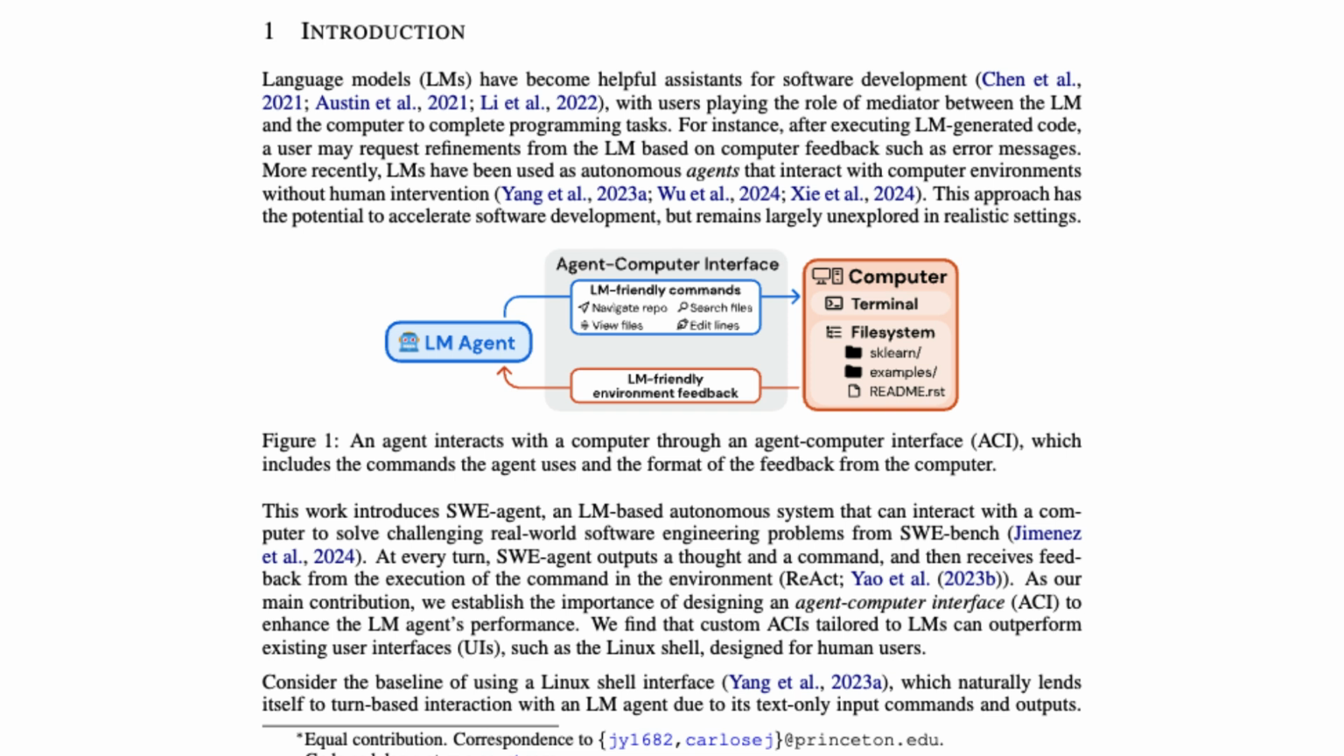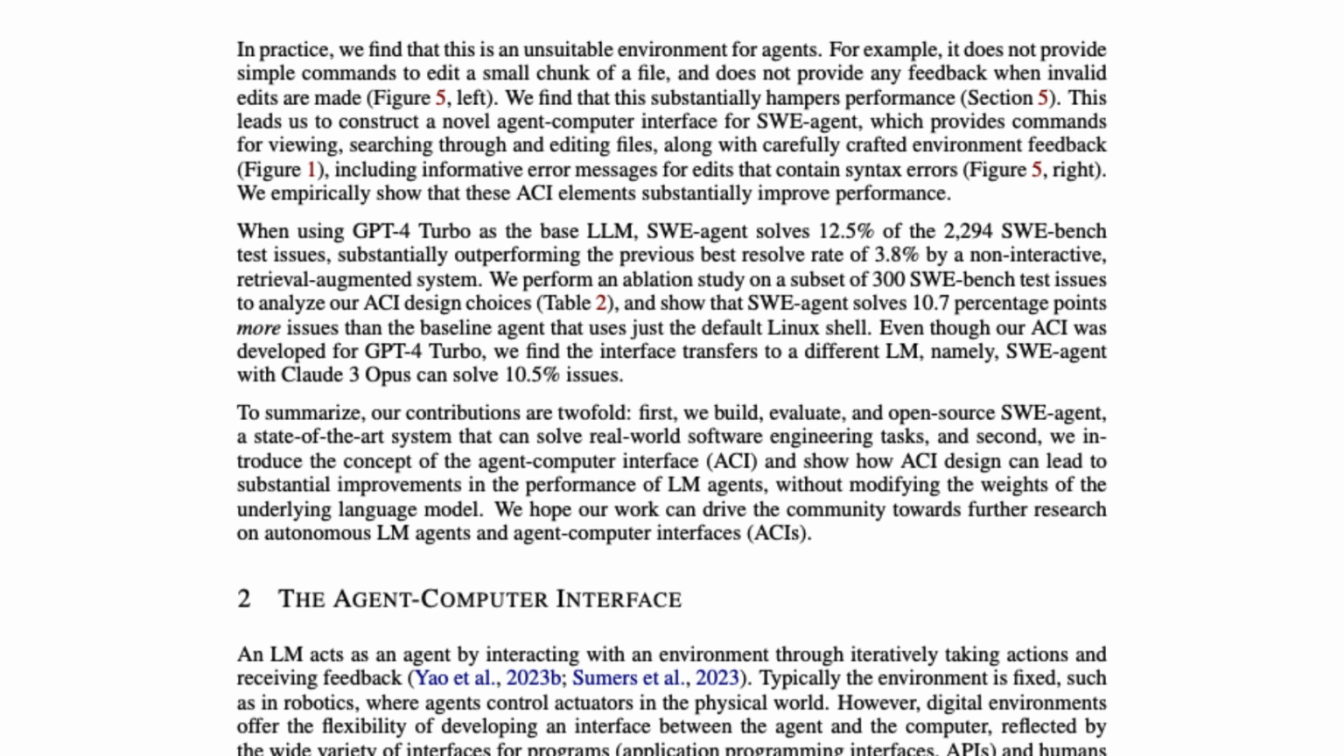We find that custom ACIs tailored to LMs can outperform existing user interfaces, UIs, such as the Linux shell designed for human users. Consider the baseline of using a Linux shell interface, which naturally lends itself to turn-based interaction with an LM agent due to its text-only input commands and outputs. In practice, we find that this is an unsuitable environment for agents. For example, it does not provide simple commands to edit a small chunk of a file and does not provide any feedback when invalid edits are made. We find that this substantially hampers performance.